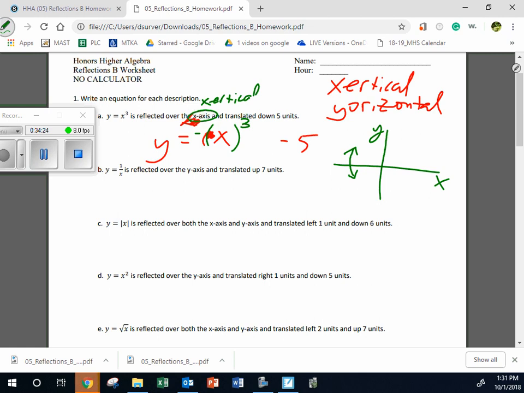There we go. Let's do the next one. Y equals 1 over x, reflected over the y-axis. Well, if the other one was vertical, this must be horizontal. So it's horizontal. What does that tell you? Inside or outside? Horizontal. Inside, so there's a negative on the inside. And last but not least, up 7.